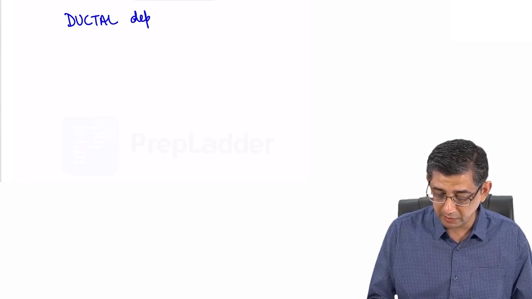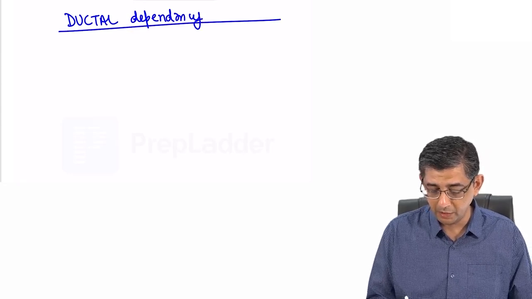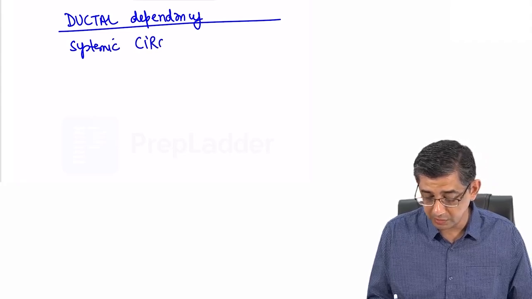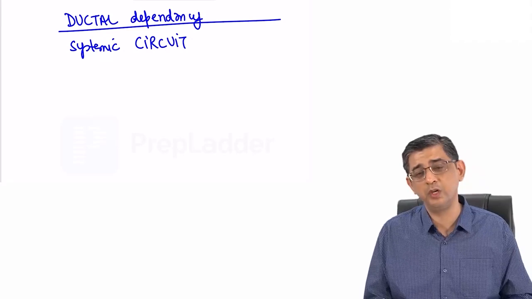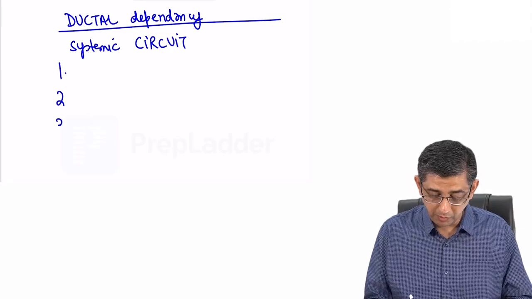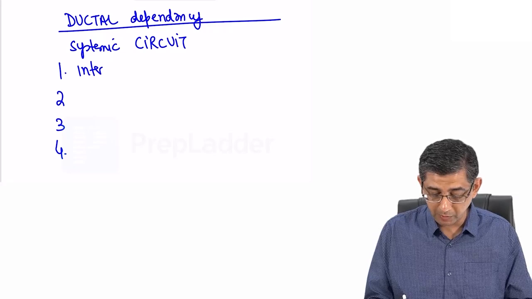I have said ductal dependency per se for pulmonary and systemic circuit. Lots of time in the exam they definitely like to ask for systemic circuit, because for pulmonary circuit they know that you will study it in your UG also. In the systemic circuit we will go retrograde from the aorta. The first condition I taught you was a problem in the aorta.